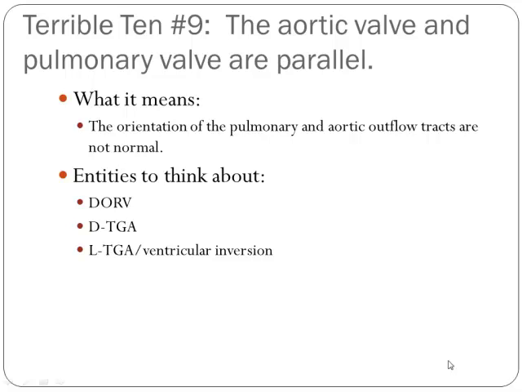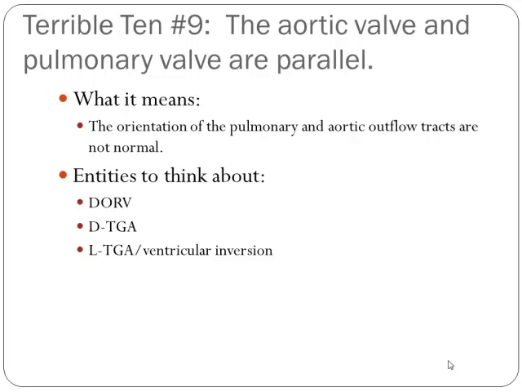Okay, terrible 10 point number 9 is that the aortic valve and the pulmonary valve are parallel. And this is something that should never happen. So if you ever see, particularly in a parasternal long axis or from the subcostal views, the aorta and the pulmonary artery arising and they're parallel to each other and you can see them both very well in the same imaging plane, that is abnormal.